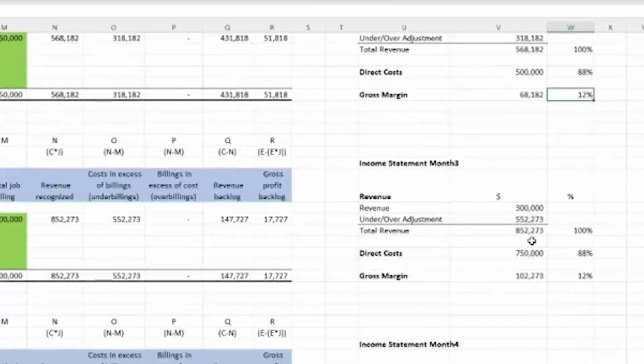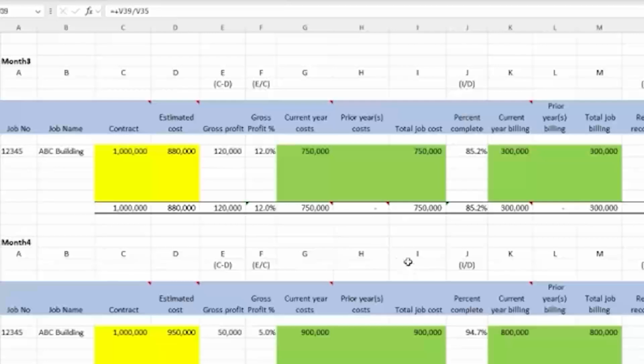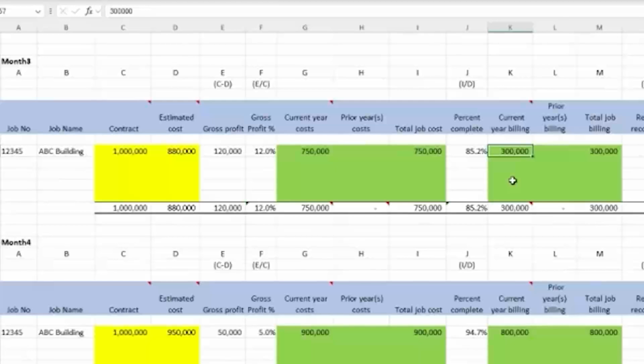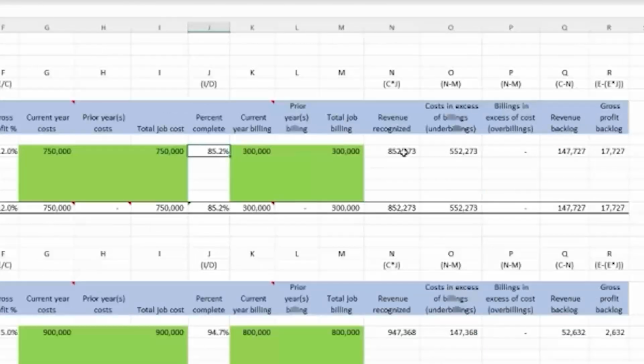Let's go to month three. So month three, we went from a total of $500,000 in costs. Let's say we went up to $750,000. As of month 2, we had billed 250, so we bill a little more. So again, we are getting to 85% complete, which is total cost to date divided by total estimate. So we're still at an estimated cost of 880,000. That means we get to again recognize this percentage of the contract, and as a result, this percentage of the margin.